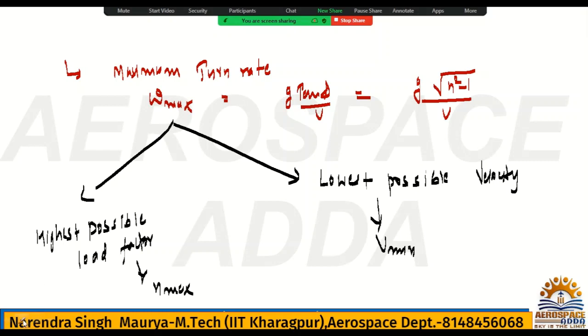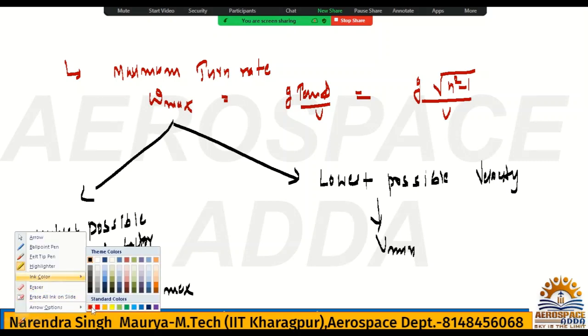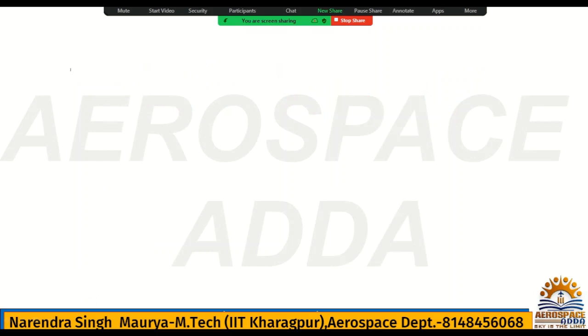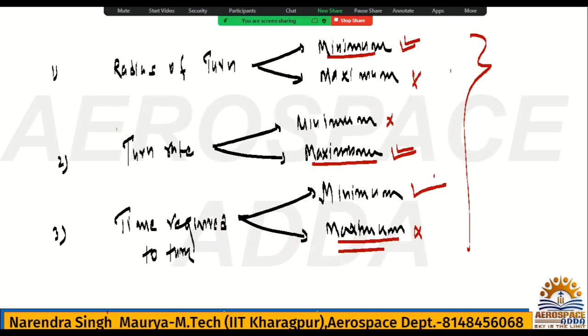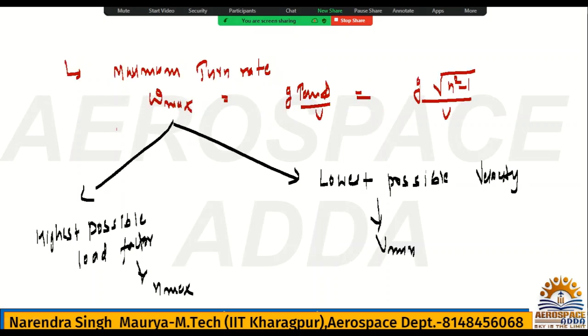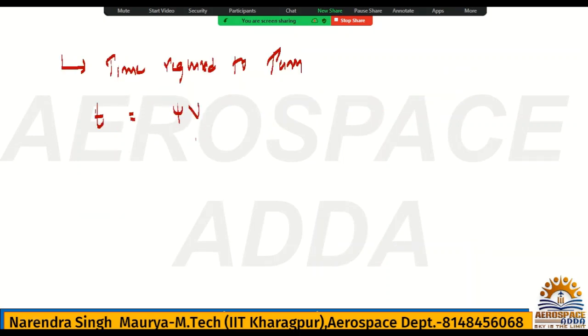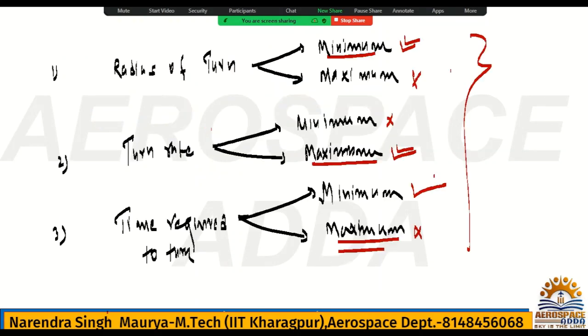What is the third? Time required. What is the time required to turn? What is the formula for it? Let me check somewhere. Psi V by g root of n square minus 1, right? You have written this formula. Yes or no?